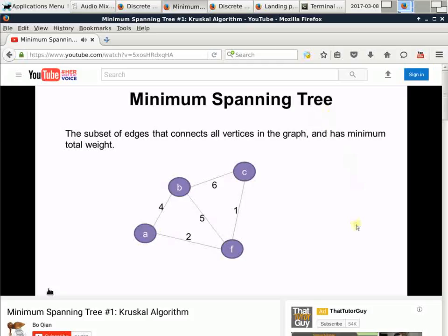What is a minimum spanning tree? So this is the graph that we have. It has a bunch of vertices and a bunch of edges. Each edge has a weight. The minimum spanning tree is a subset of edges that connects all the vertices in the graph, and it has minimum total weight. So in this case, the minimum spanning tree is CF, AF, and AB, because they connect all the vertices in the graph, and they have the minimum total weight. So the problem we want to solve is, given a graph with weighted edges, find its minimum spanning tree.